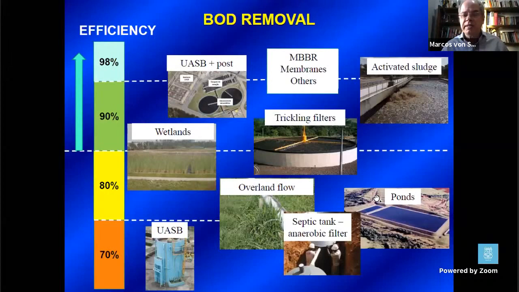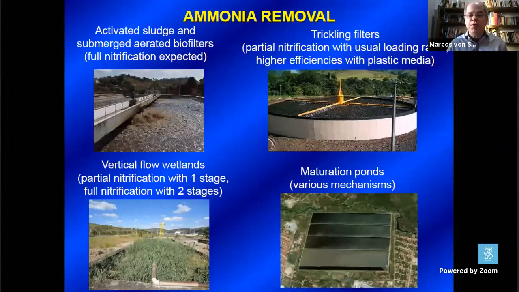So we have here stabilization ponds, slightly higher efficiency. Wetlands, as I told you, slightly higher. Trickling filters, more or less compatible here. UASB reactors followed by any form of post-treatment. The overall efficiency will depend on what type of post-treatment we are using. And of course, we have more advanced treatment processes such as moving bed bioreactors, membrane processes, and so on, and so on. Okay, for ammonia removal, now the range of possibilities decreases.